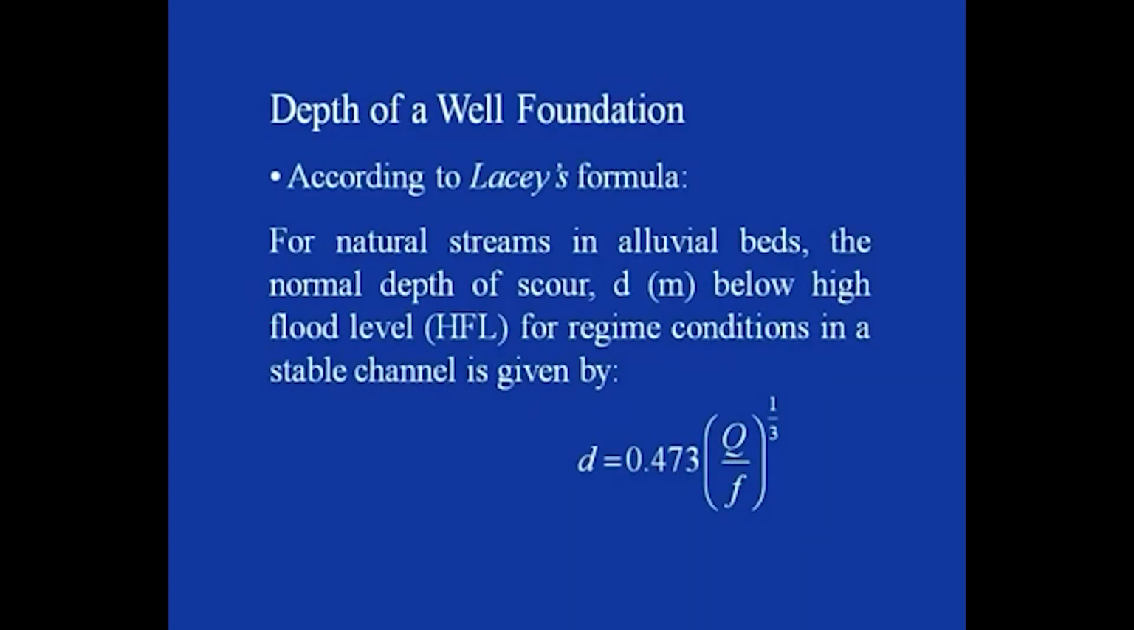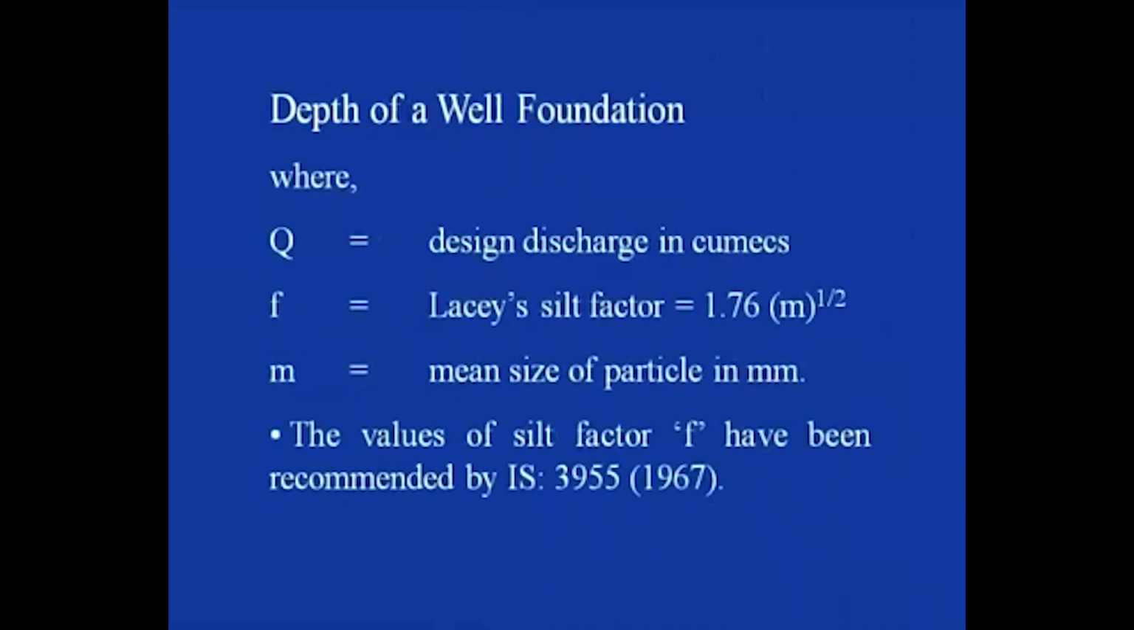Now, as per Lacey's formula, for natural streams in alluvial beds, the normal depth of scour, represented as, let us say, D, in meters below high flood level for regime condition in a stable channel, is given by the expression D is equal to 0.473 (Q by F) to the power 1 by 3, where Q is the design discharge, Q max, in meter cube per second. F is the Lacey's silt factor, which is given by 1.76 m to the power half. M is the mean size of particle in millimeter.